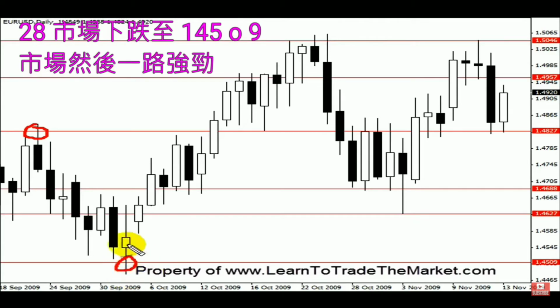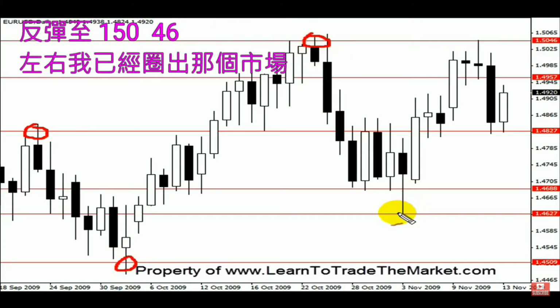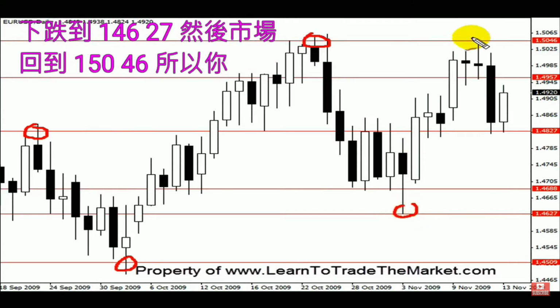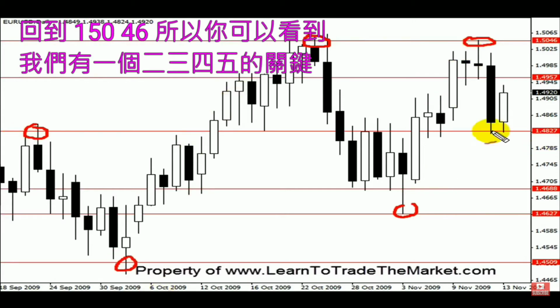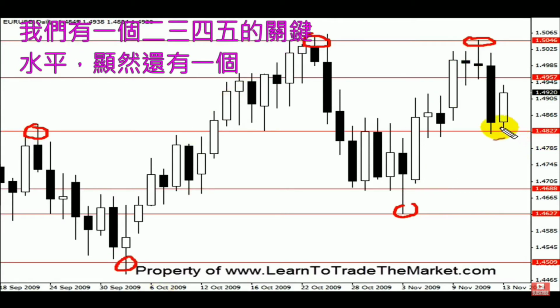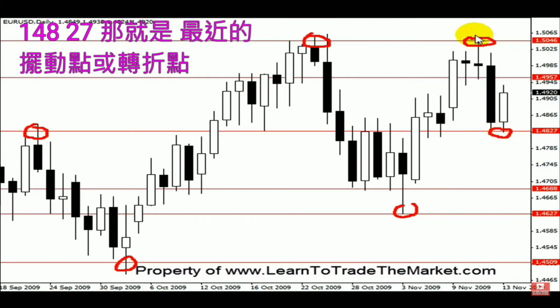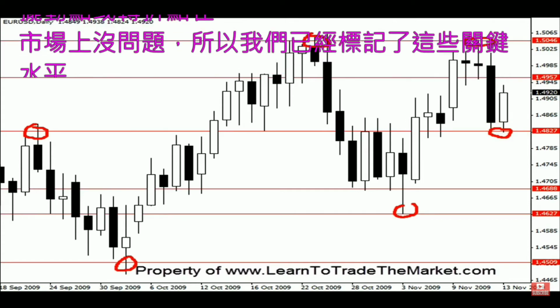Market then has a strong rally all the way up to 150.46 or thereabouts. I've circled that. Market then moves down to 146.27, and then market moves back up to 150.46. So you can see we've got 1, 2, 3, 4, 5 key levels, and obviously another one here at 148.27. That's where the most recent swing point or turning point is in the market. Okay, so we've marked those key levels, but that's not enough.